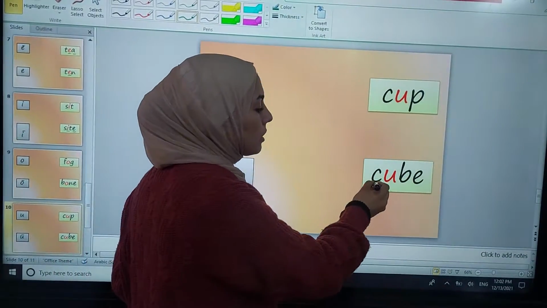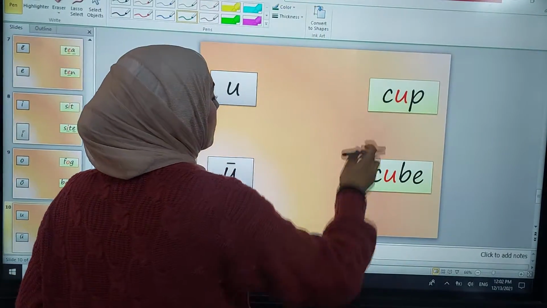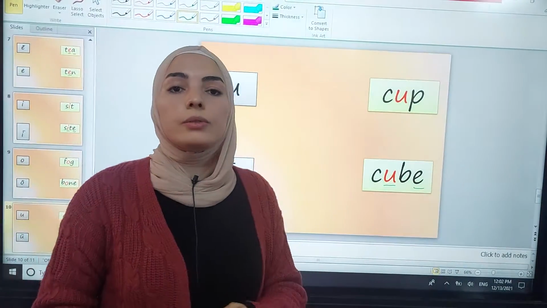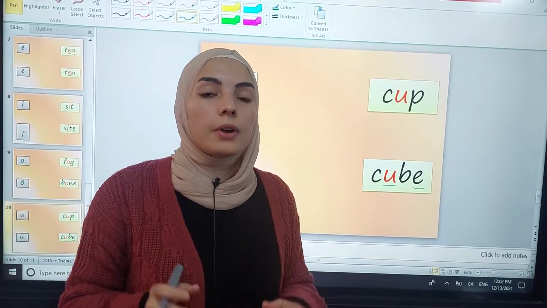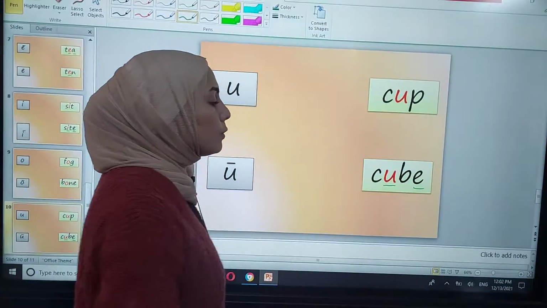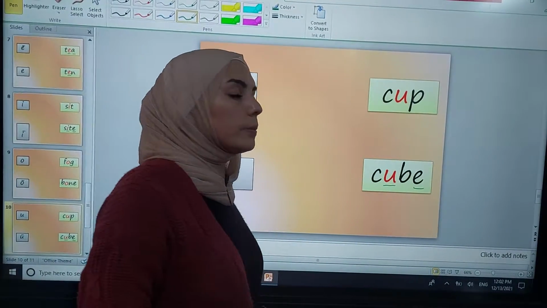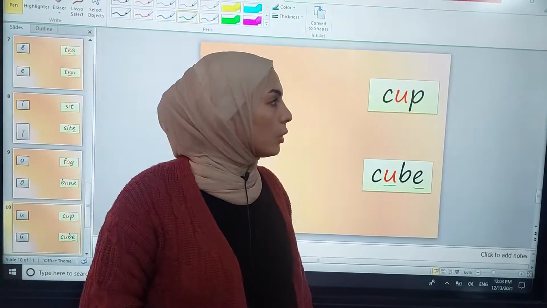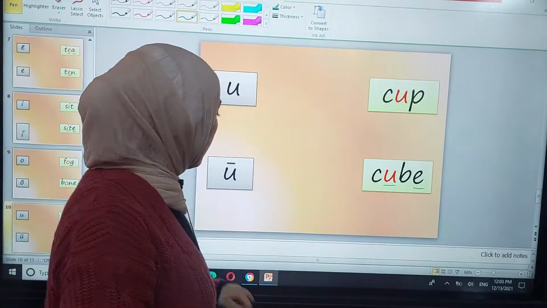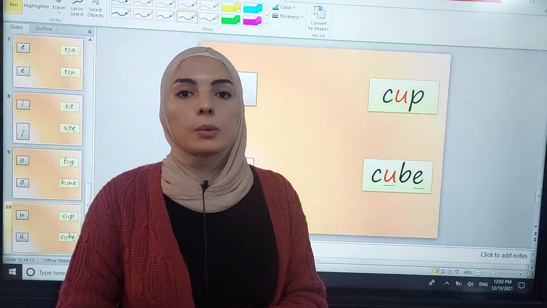Here, let's see. How many vowels do we have here? Sorry. We have two here, one in the middle and one at the end of the word. So when we have two vowels, the rules say we should pronounce the first one as a long vowel. So here we have K. The long sound for letter U is "yoo." K-U-B-E will be "cube." Cube. Okay. This is cup and this is cube. Okay, these are the vowels and this is the difference between long and short vowels.